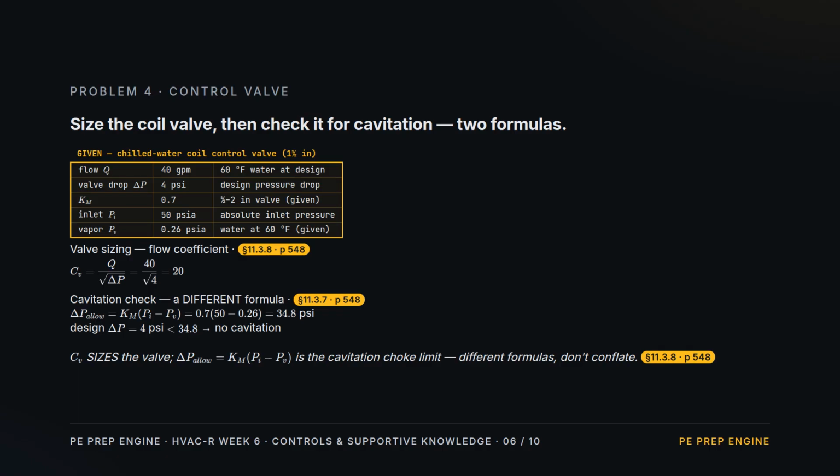Problem 4. A chilled water control valve. Size it with the flow coefficient, flow over root of the pressure drop, a flow coefficient of 20. Then a separate check. The allowable cavitation drop is the recovery factor times inlet minus vapor pressure, about 35 psi, well above the 4 psi design drop, so no cavitation. Sizing and cavitation are 2 different formulas, don't conflate them.